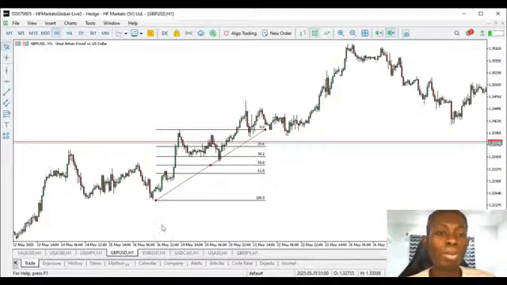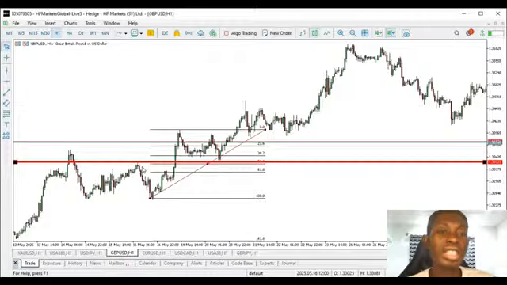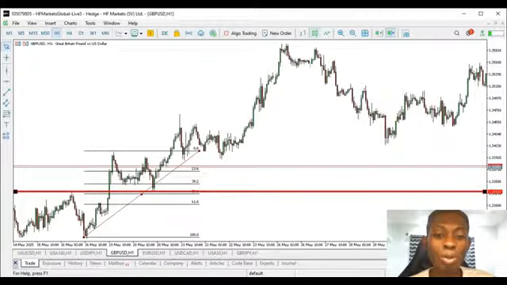Look at it. I drew from my swing low to swing high, and then price came to reject at 38.2, and 38.2 is just the resistance turned support. That's just how it works. It's very beautiful. You will love it. I'm telling you, you will love Fibonacci.